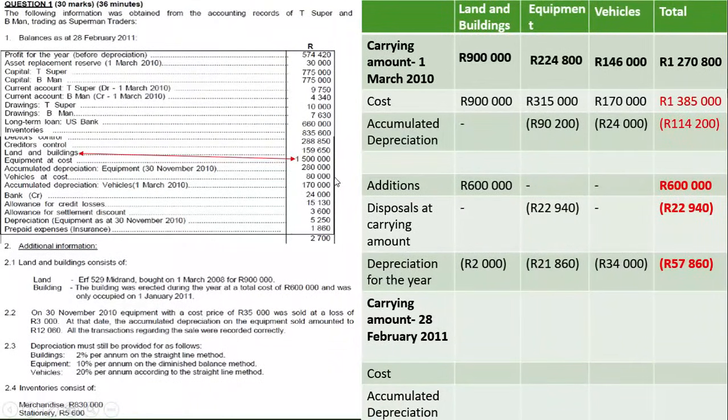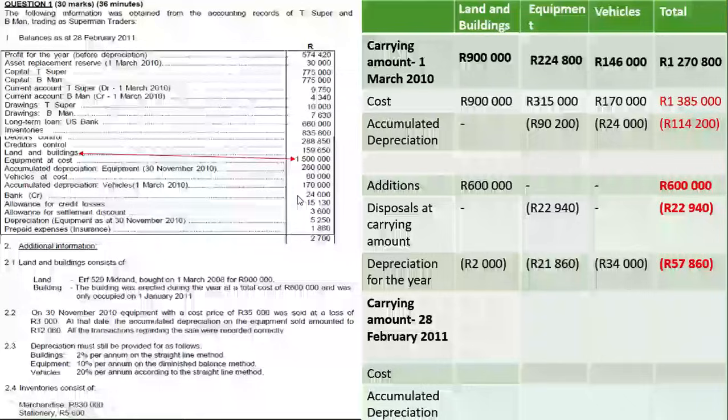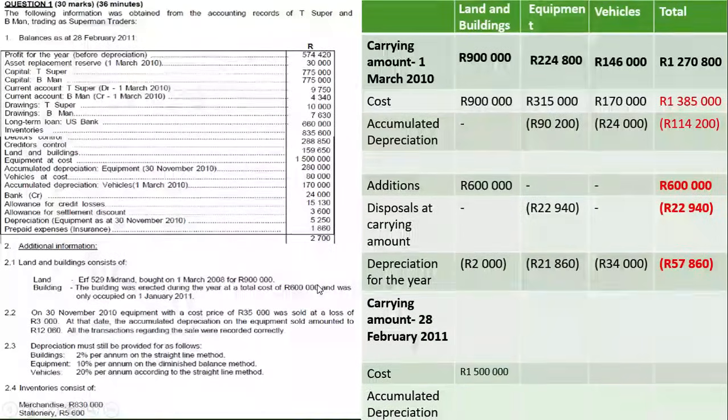1,500,000 rand. So that is our cost, because it's the 900,000 rand for the land plus the 600,000 rand for the building, which was added during the year. So we have 1.5 million rand. And then equipment. What is the cost for the equipment?